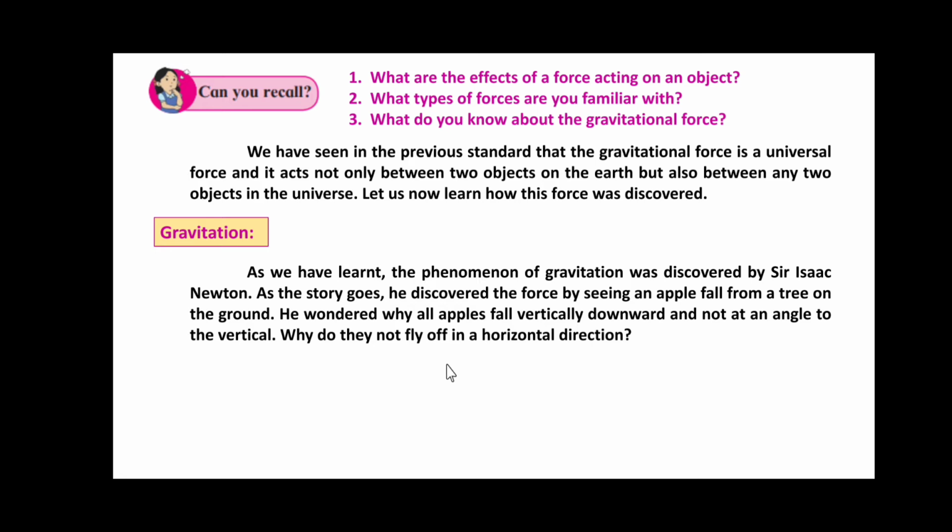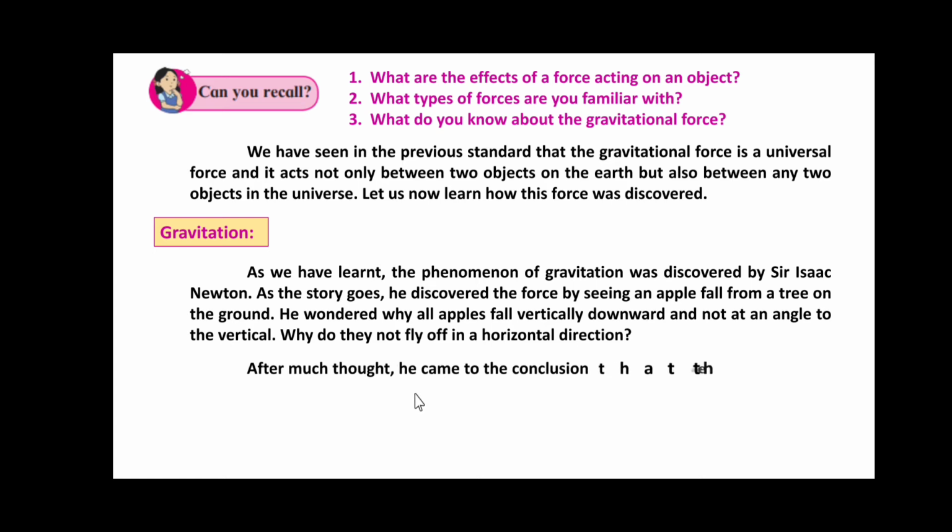For an instance, we are going to consider here only the apple. The force with which the earth attracts any object is directed towards the center of the earth. At any given position of a falling object, the direction from the falling object to the center of the earth is vertically downward. Hence, any object on earth will fall vertically downward and not at an angle to the vertical, nor will the object fly off in a horizontal direction.